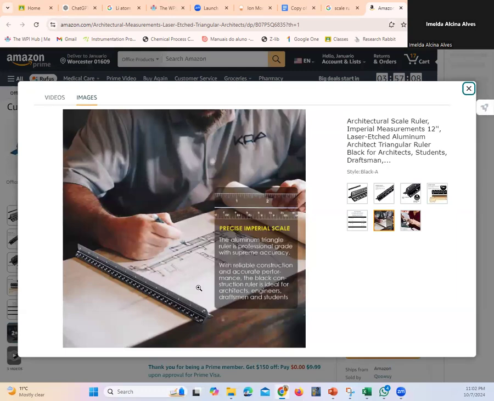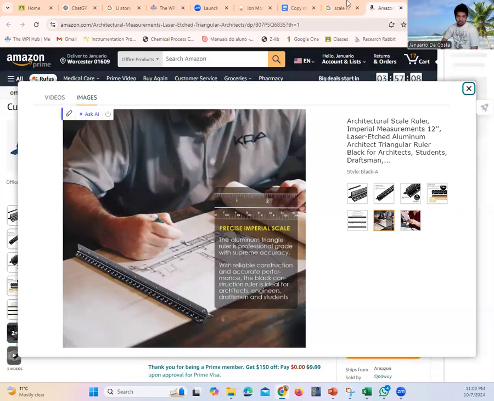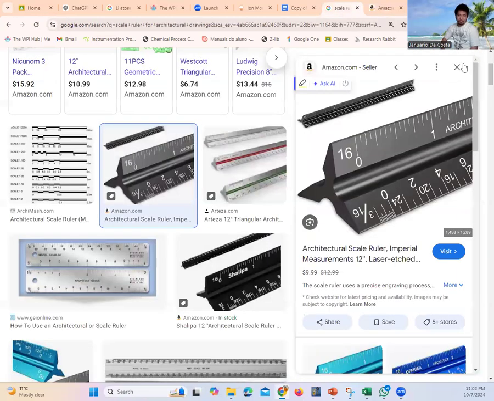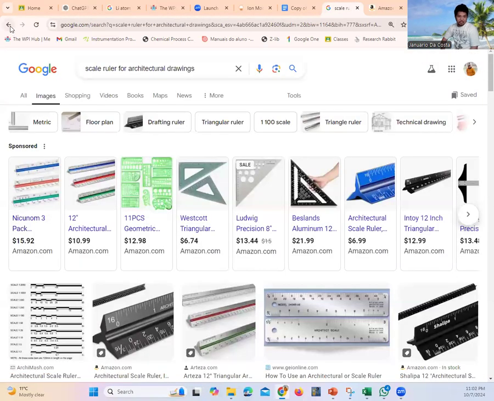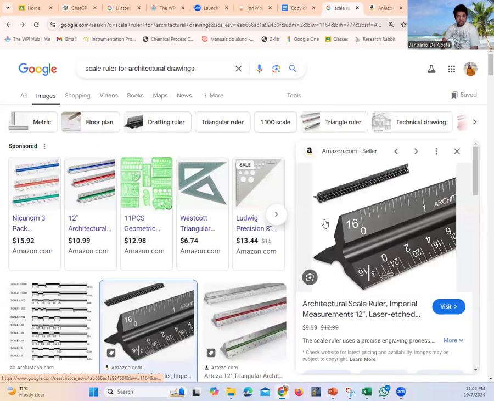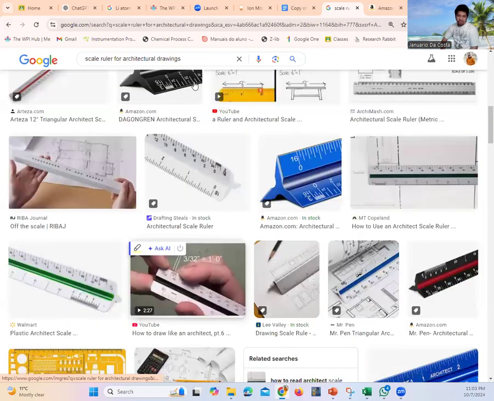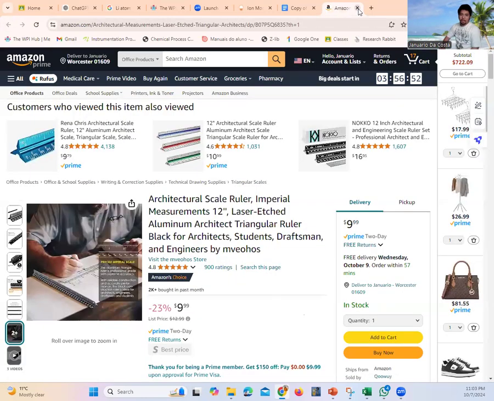It costs about $10 here. This is good, not bad. Architectural ruler, yeah, that's okay. All right, we are out of topic already.